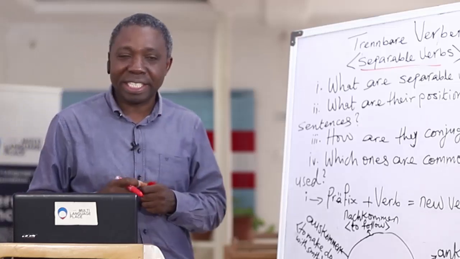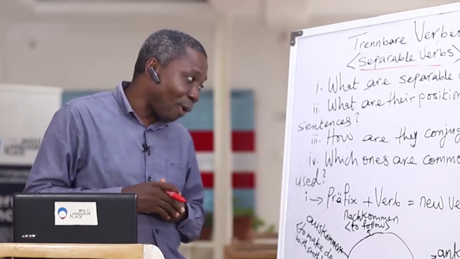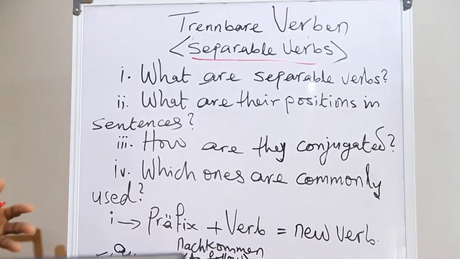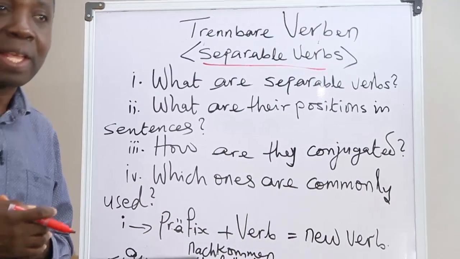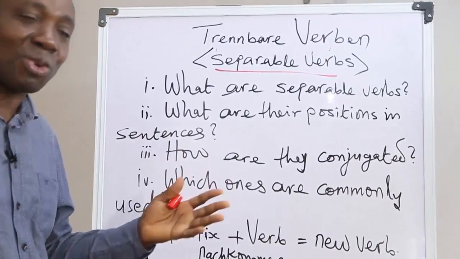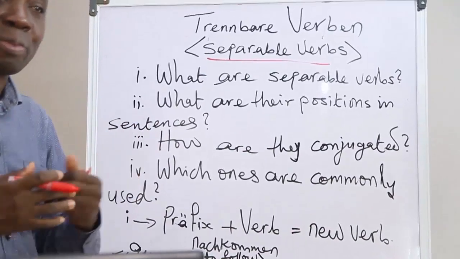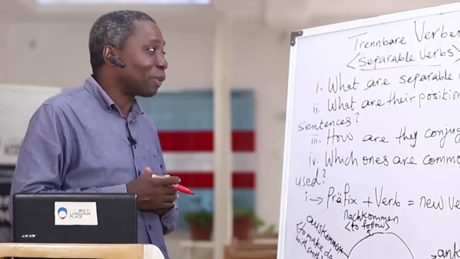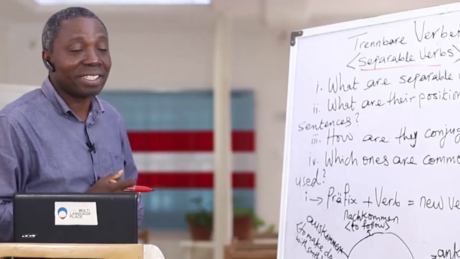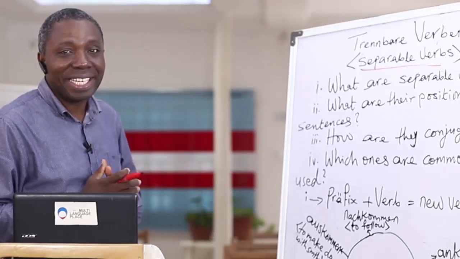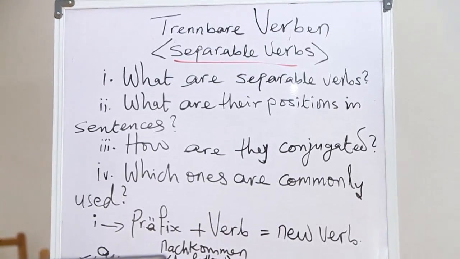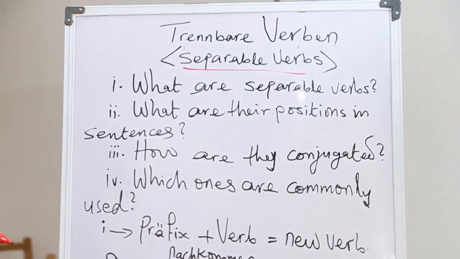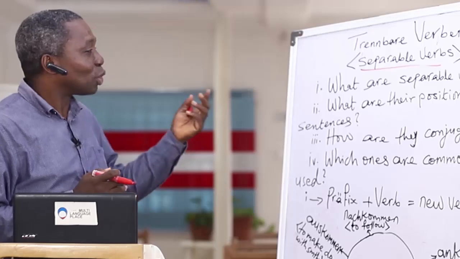How are they conjugated? And then number 4, we want to see the common ones among them that we need to just know and master because they will be coming up regularly because they are very common in the German language. So let's go straight on to that. I remind you the topic: Trennbare Verben. So we go to the first one.